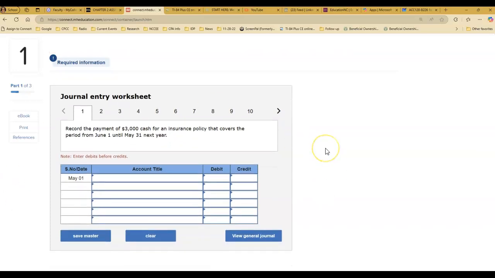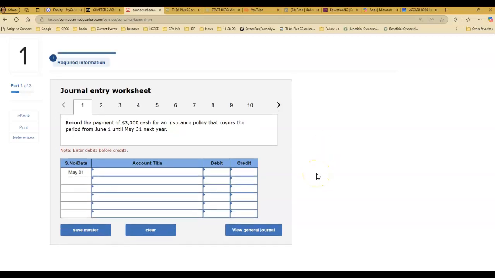Here's your journal entry worksheet. Most of the time, like a good 98% of the time, you have everything that you need right there in that box, right above where they want you to key in the journal entry. If you're looking at that information and you think you don't have enough, just scroll back up to the top. Sometimes there's some little detail up there in the narrative that they don't put down here in the question. So let's start running through some of these.